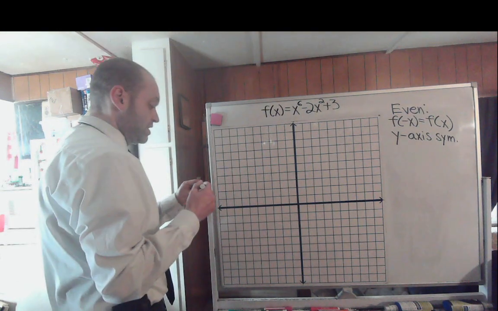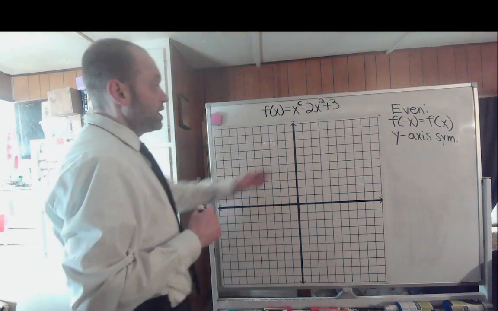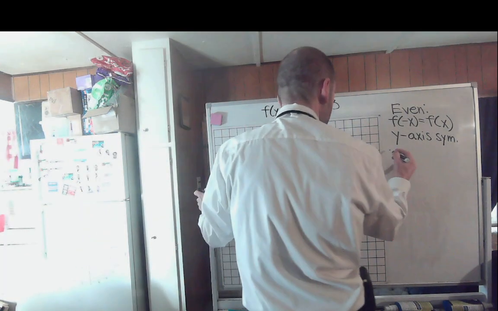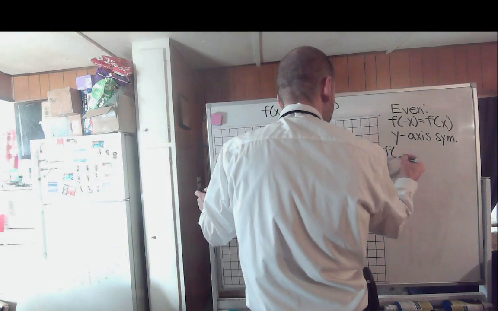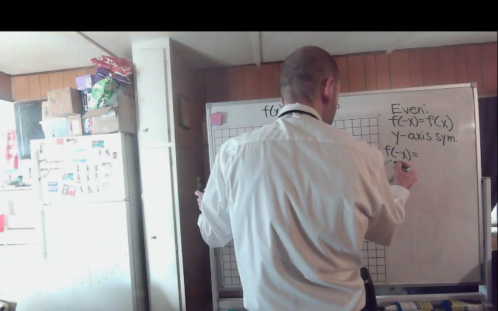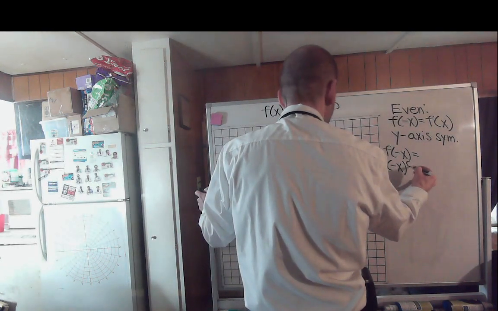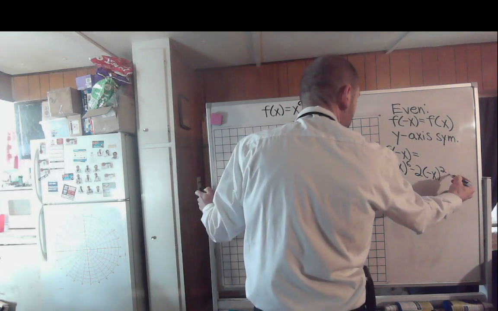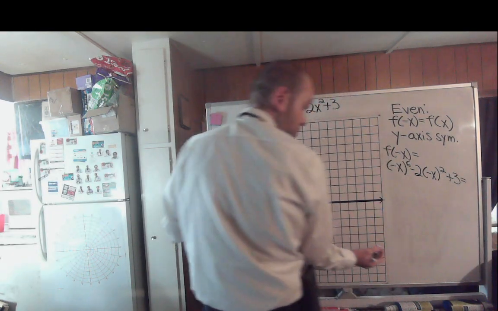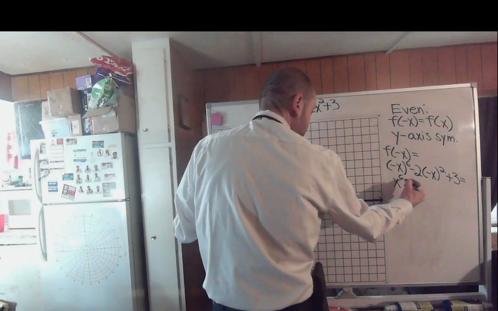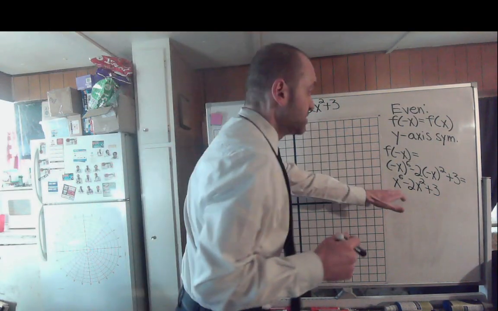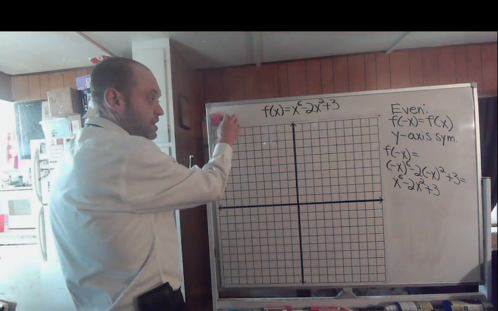It's perfectly even. So we have x to the 6th minus 2x squared plus 3. Algebraically, if I put in f of negative x for this function, I'm going to get negative x to the 6th power minus 2 times negative x to the 2nd power plus 3, which would give me then again x to the 6th power minus 2x squared plus 3. So you see, I got back my original function. So this proves this is an even function.